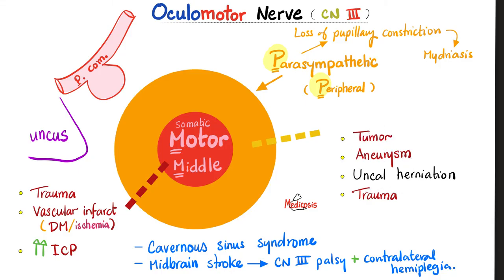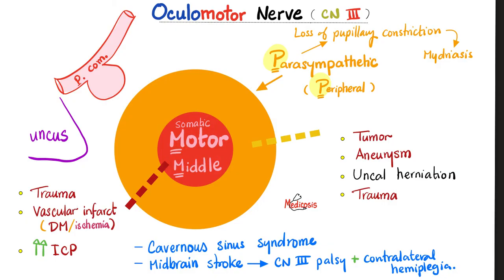herniation or a tumor pressing on me from the outside, guess what? I will lose my pupillary constriction and accommodation before I lose the movement of the extraocular muscles, which means I'll have a dilated pupil before I have paralysis of the extraocular eye movements.